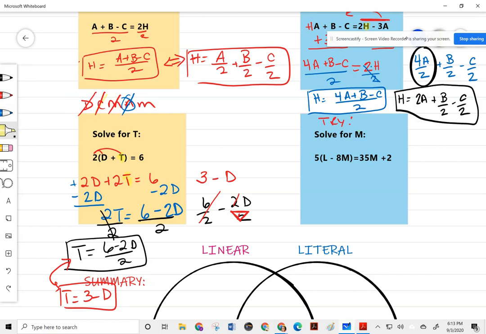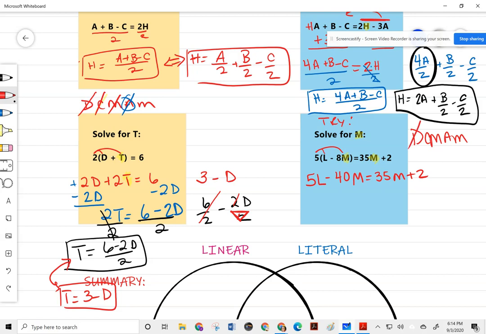Okay, so in this one, it's a little bit different. We are solving for m, so I highlight all of the variables that I'm solving for, and right away I notice that the m is on two different sides of the equal sign. So I need to start to simplify that. I'm going to write down my acronym to help me keep track of the order. And so I'm going to distribute that 5. I get 5L minus 40M is equal to 35M plus 2.